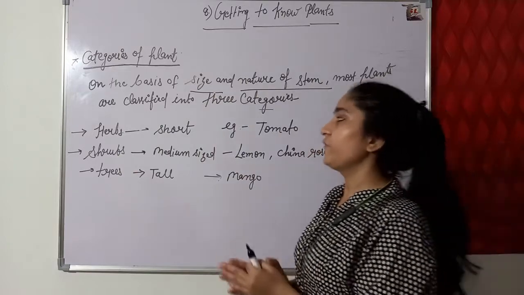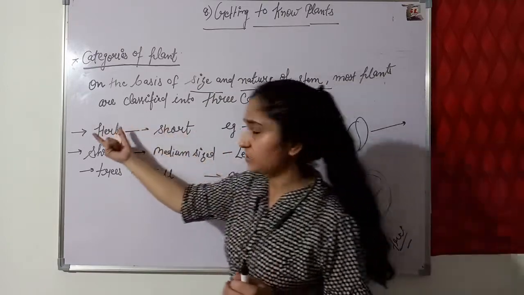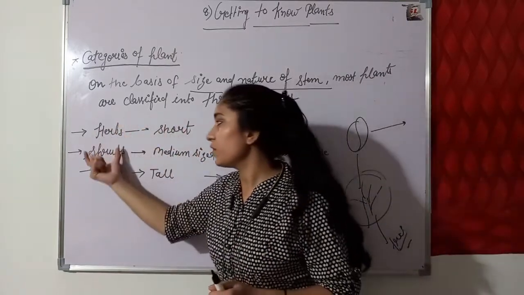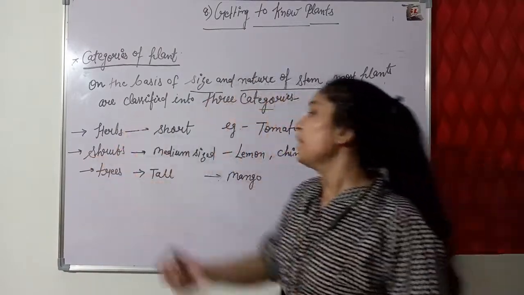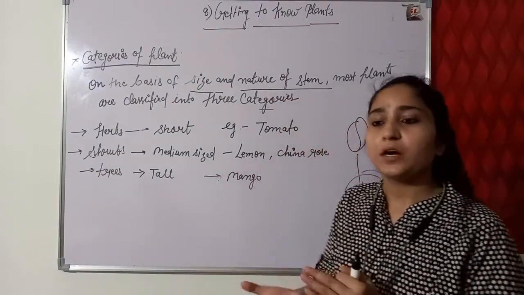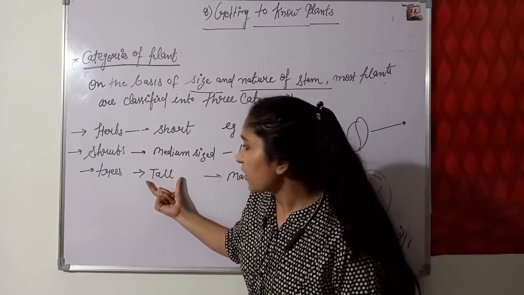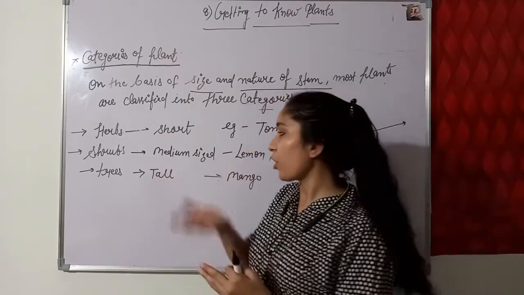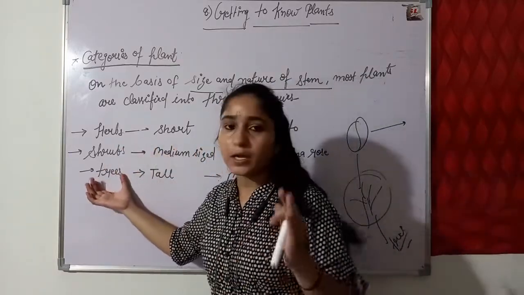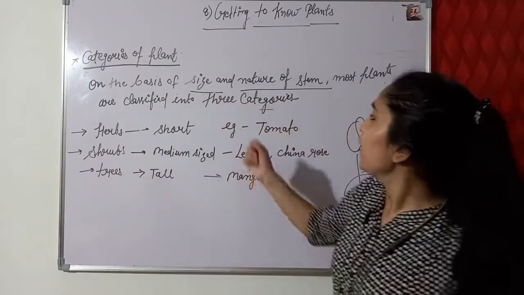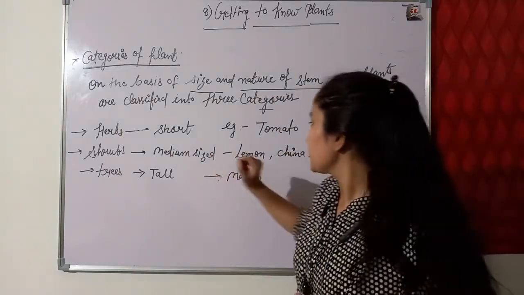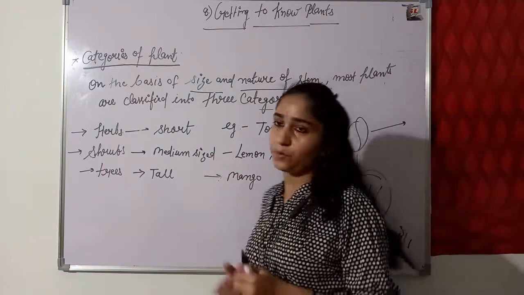The plants that have a short stem are included in herbs, and the plants which attain a medium size we put in the category of shrubs. And the plants which grow to a very tall height, attaining a bigger shape in future and converting into trees, we include in the category of trees. So plants are of three types. Examples: herbs such as tomato, shrubs such as lemon and china rose, and trees such as mango.